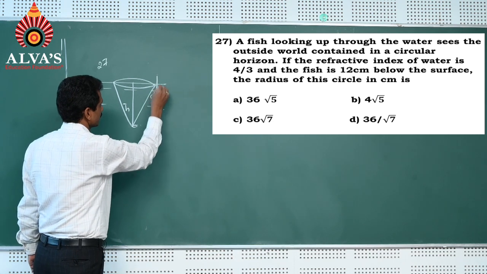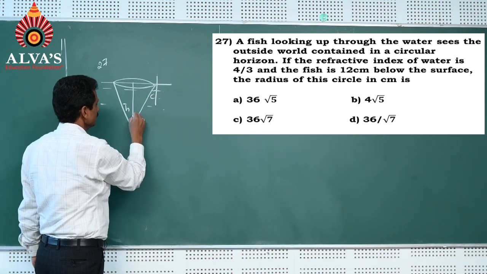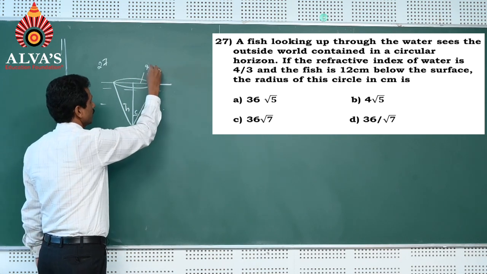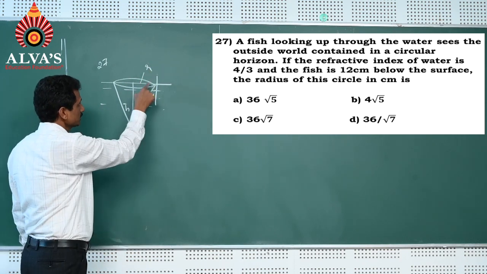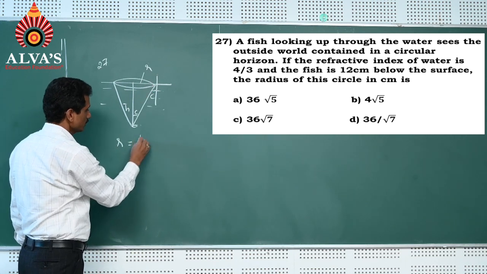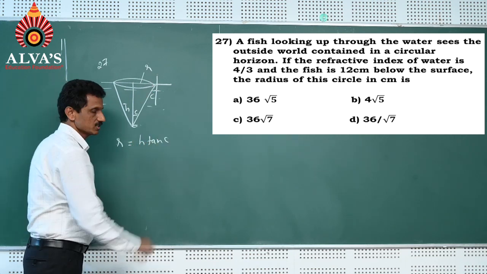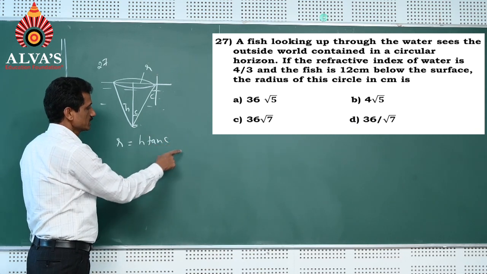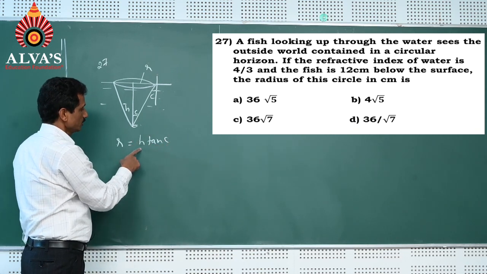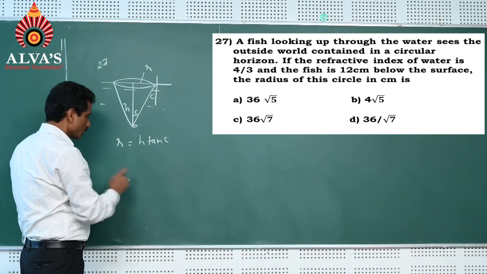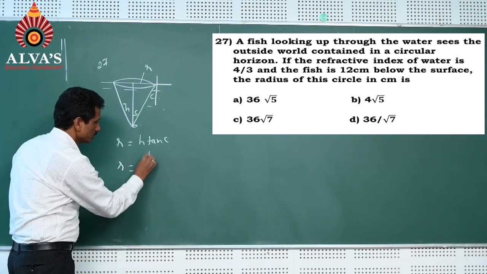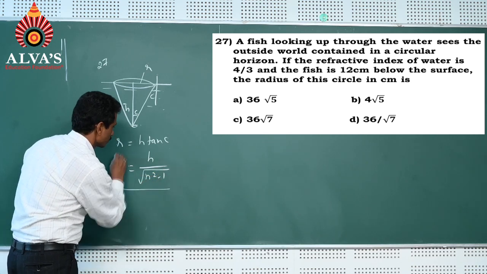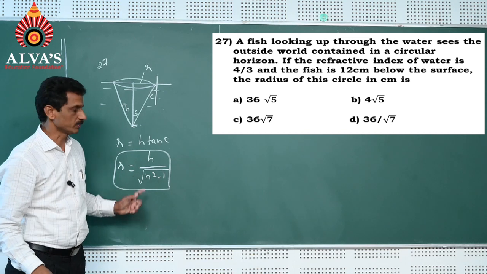So here the critical condition, the critical angle, this is C. Your aim is to find out the radius of the circle, this is R. R is equal to H tan C. This is one method. You can find out N is equal to 1 by sin C. You can find out C. Substituting, you can calculate R. The shortcut method is R is equal to H divided by root of (N square minus 1). This is the shortcut method.